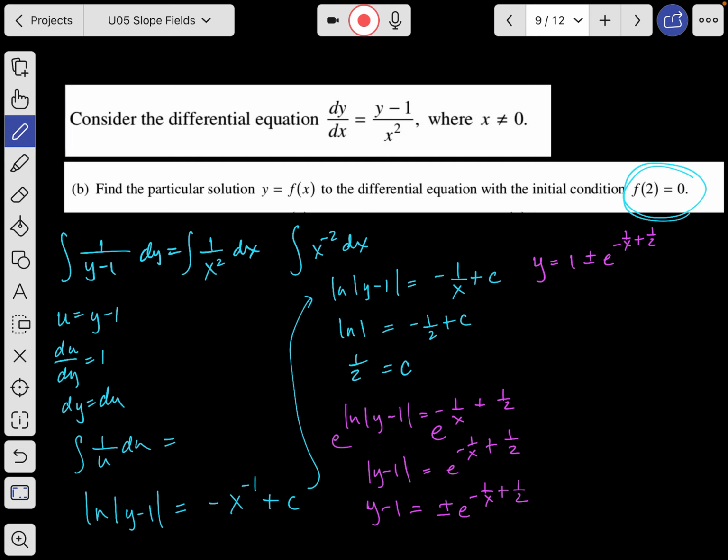Now we need to decide, do we use the positive or the negative? Using our initial condition, if we want our y value to be 0, we're going to have to subtract whatever this value is. And so our final answer is y equals 1 minus e to the (-1/x plus 1/2). Let me double check my work. Yeah, it should be a minus. We're going to subtract.